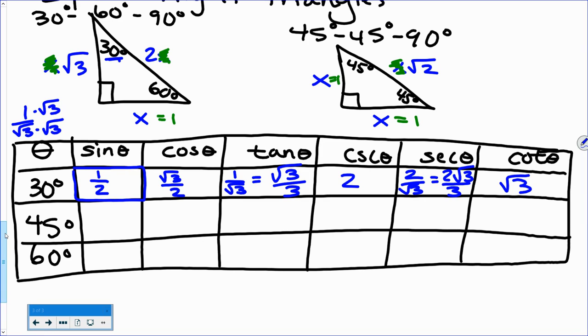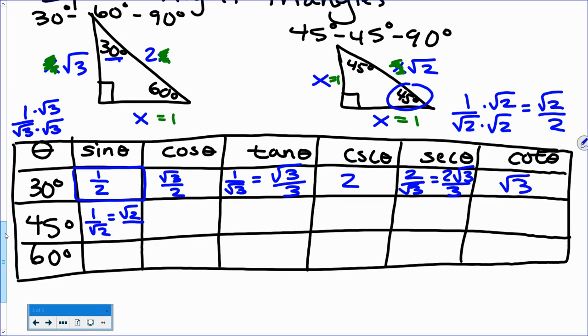Now if I'm using 45 degrees, I'm in my triangle over here. So I have 1 over the square root of 2 for sine. Remember, you will not leave it like that. I'd multiply the top and bottom by the square root of 2, so that would give me the square root of 2 over 2. For cosine, it's going to be the same thing, because it's 1 for your adjacent side over the square root of 2. So I'm just going to write the square root of 2 over 2.